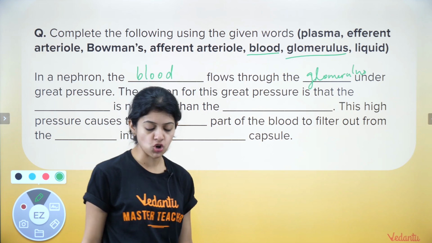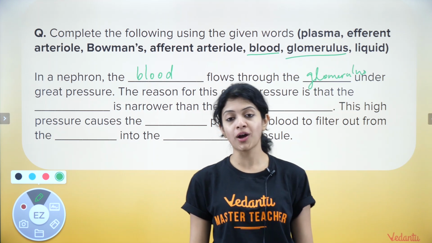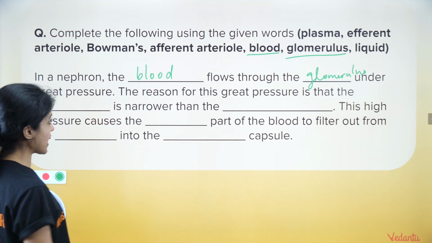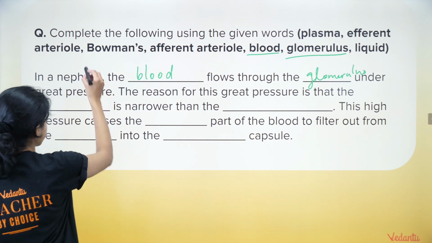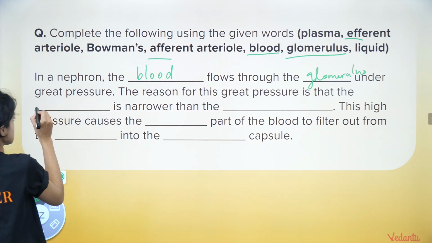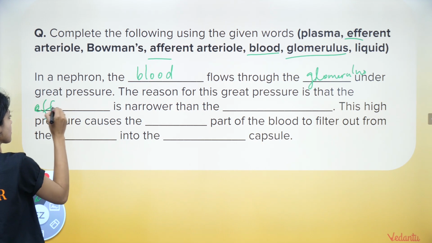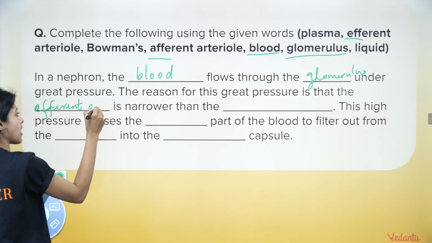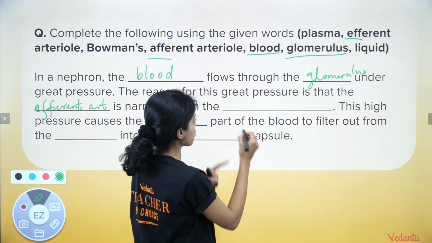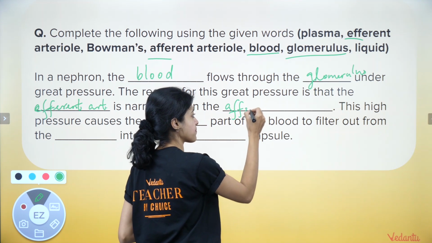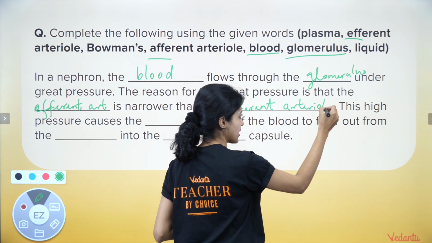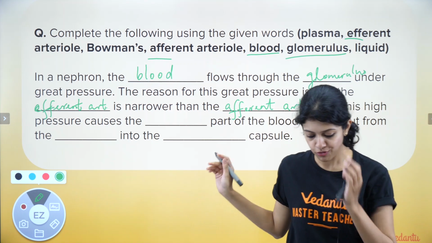Again, let me test your memory here or see how much of it you have understood. What is narrower than what? And yes, the answer is the efferent arteriole. The efferent arteriole is narrower than the afferent arteriole. Okay, I don't have enough space, so I'll just write it in short. Narrower than the afferent arteriole. Yes, by now I guess you would have completed it from your side.